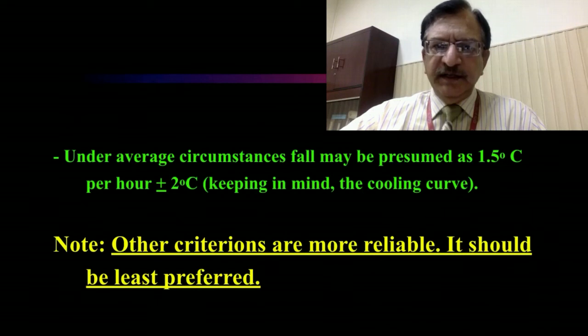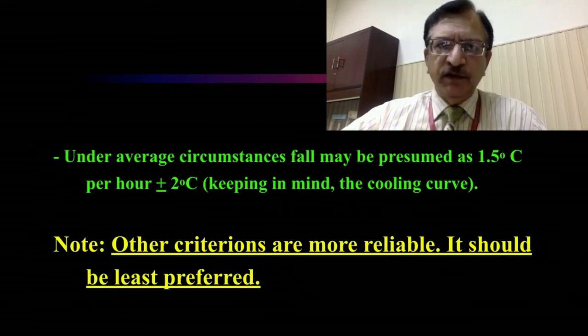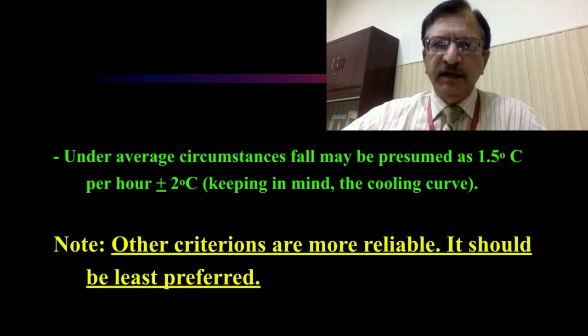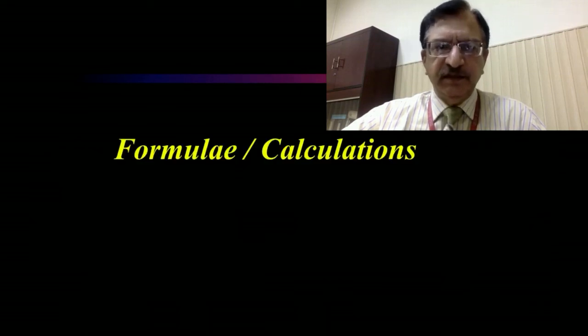No other criteria are more reliable. It should be least preferred because the other criteria are more reliable. So the temperature sometimes becomes not as important a criterion, but it should be. Comparing with all other injuries, we can take the average of all the injuries and all the other changes and can estimate the time since death.